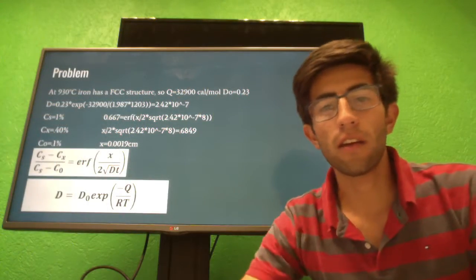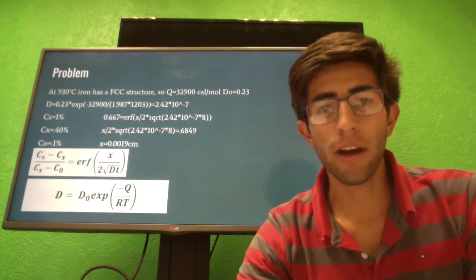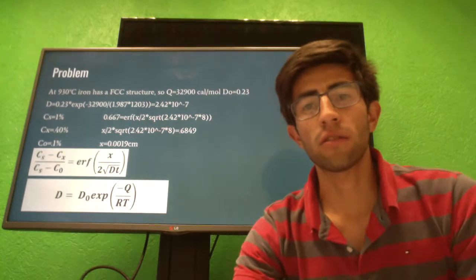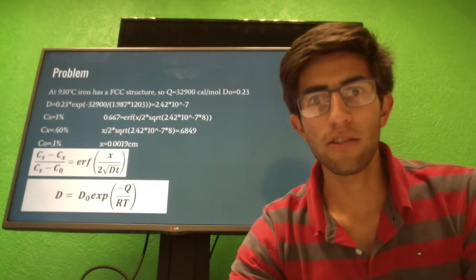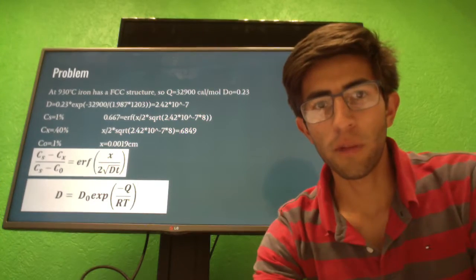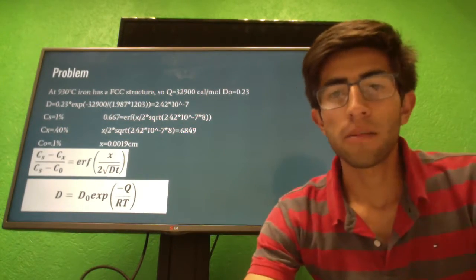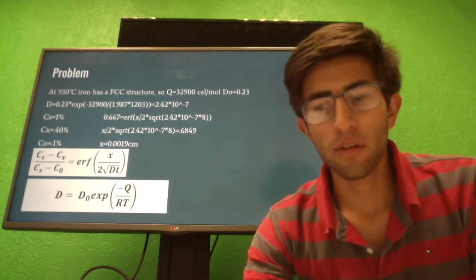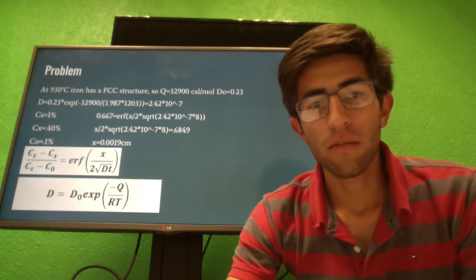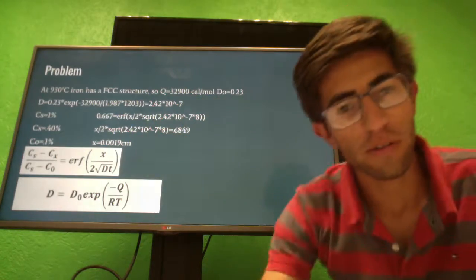Want to find the distance of diffusion? At 938 Celsius degrees, iron has an FCC structure. The activation energy is 32,900 calories per mole, and the initial diffusion is 0.23. According to the formula of diffusion, the diffusion is 2.42 times 10 to the minus 7 centimeters squared per second. According to Fick's second law, the distance is going to be 0.019 centimeters.